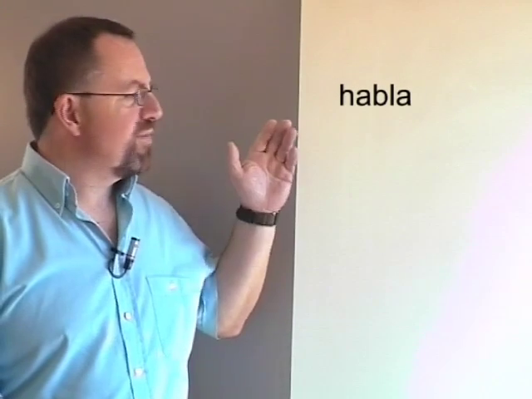Moving further on, if you want to say you speak, you take the stem and add AS. So now you have hablas. And thirdly, in order to say he or she speaks, you take the stem and add A. So you have habla. Hablo, hablas, habla.